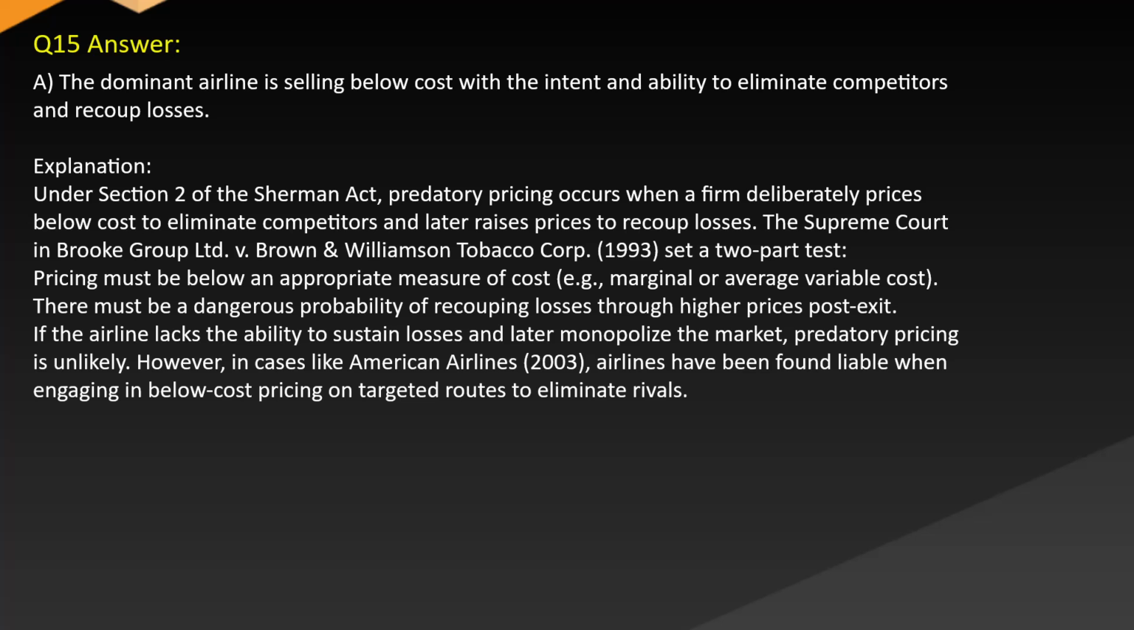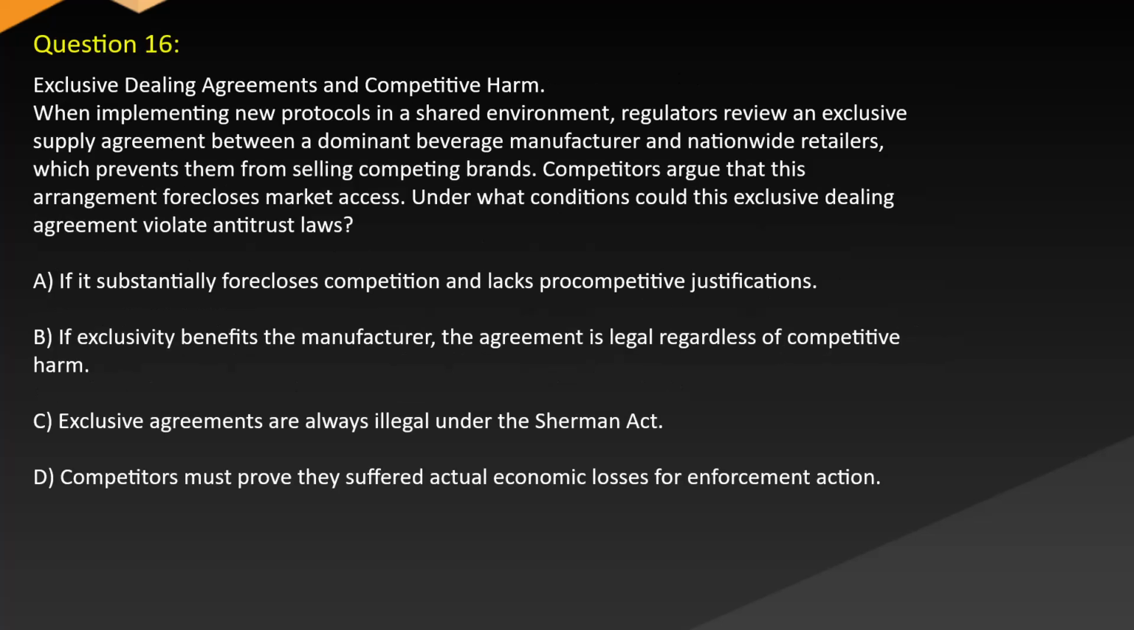Pricing must be below an appropriate measure of cost, e.g., marginal or average variable cost. There must be a dangerous probability of recouping losses through higher prices post-exit. If the airline lacks the ability to sustain losses and later monopolize the market, predatory pricing is unlikely. However, in cases like American Airlines, 2003, airlines have been found liable when engaging in below-cost pricing on targeted routes to eliminate rivals.